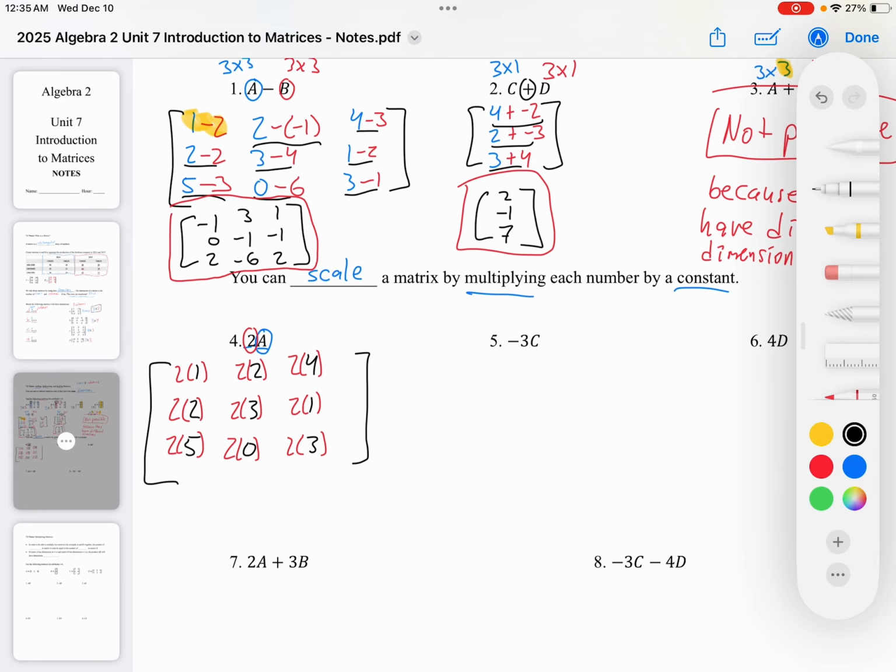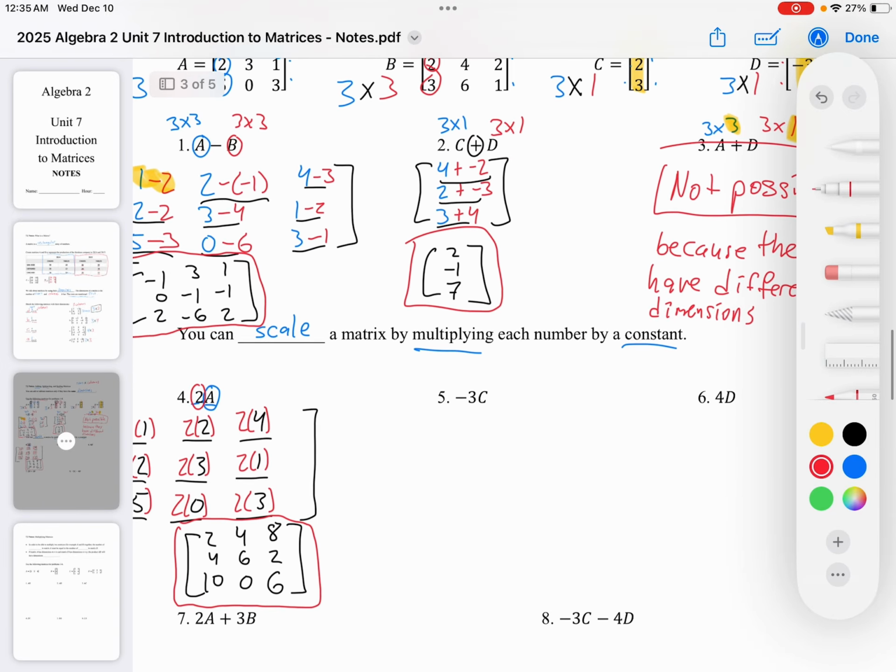So all we've got to do is go through that multiplication. 2 times 1 is 2, 2 times 2 is 4, 2 times 5 is 10, 2 times 2 is 4, 2 times 3 is 6, 2 times 0 is 0, 2 times 4 is 8, 2 times 1 is 2, and 2 times 3 is 6. And so that's the matrix we would get when we scale matrix A by 2.